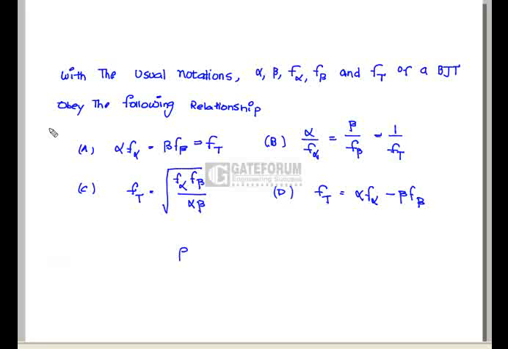We know the relationship between ft and f beta is given as beta into f beta. So again ft equals beta into f beta, and f alpha equals beta plus 1 into f beta. From this we can derive the relationship between ft and f alpha as ft equals alpha into f alpha. From this the answer is option A is correct.